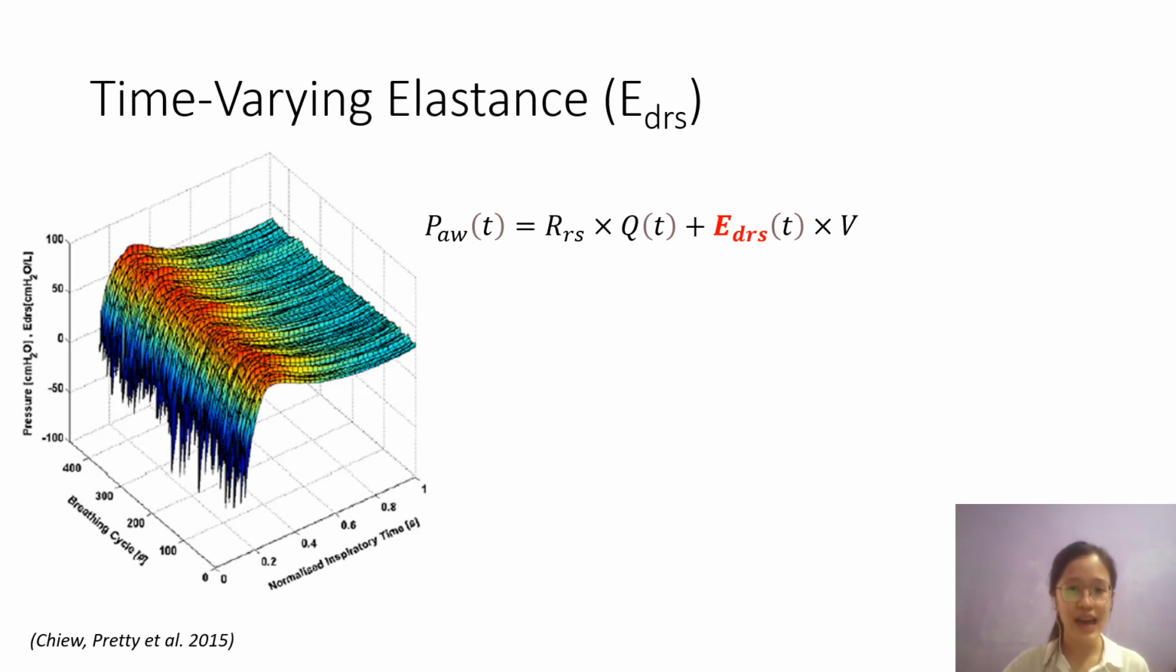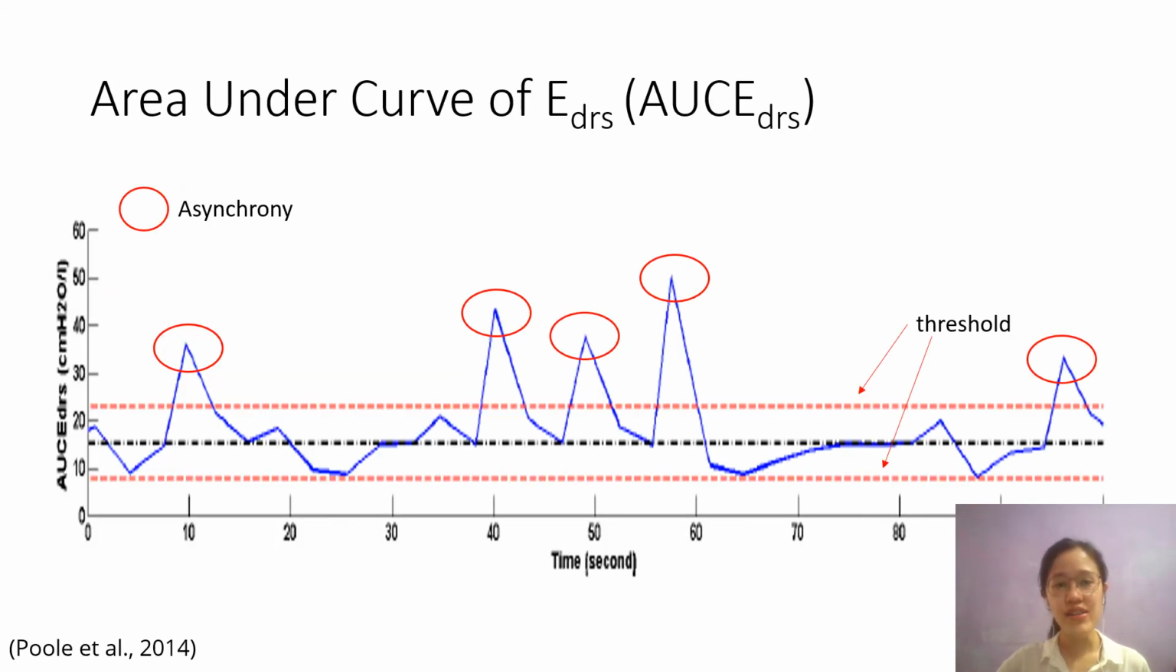The figure on the left shows that for each breathing cycle, an EDRS waveform can be plotted. So each breathing cycle will have a unique EDRS waveform. And after that, this method by Poole and her colleagues finds the area under the curve of EDRS for each breathing cycle and sets the upper bound and lower bound of the threshold as plus minus 50% of the mean. If you look at the ones with red circles, they are the asynchronous breaths, which exceeded the threshold.